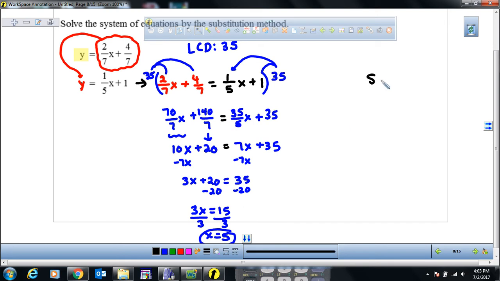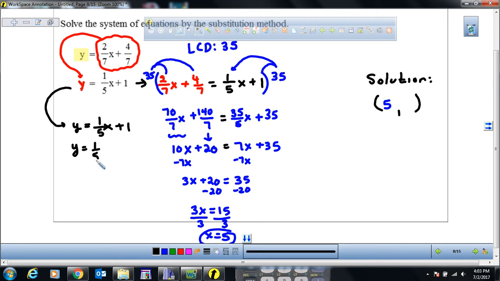Now remember that the solution for the system must be an ordered pair. So we already know that x is equal to 5. In order for me to find the y, I need to go to one of the two original equations, the first or the second, and replace the 5 into the x. So this time I'm going to use the second equation. Y equals 1/5 x plus 1. But we already know that x is equal to 5, so I'm going to replace the x with the 5.